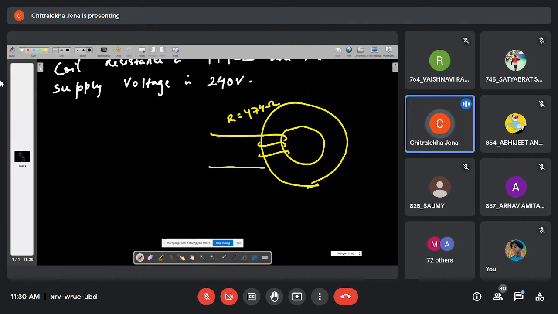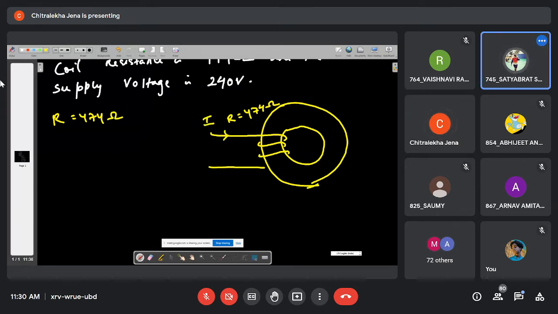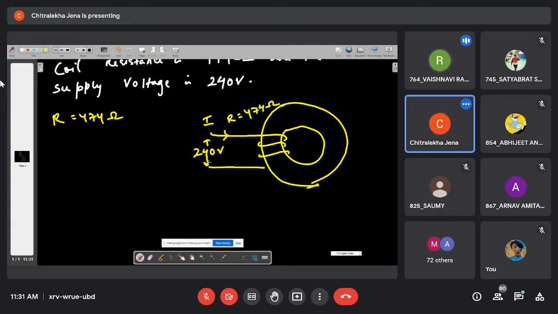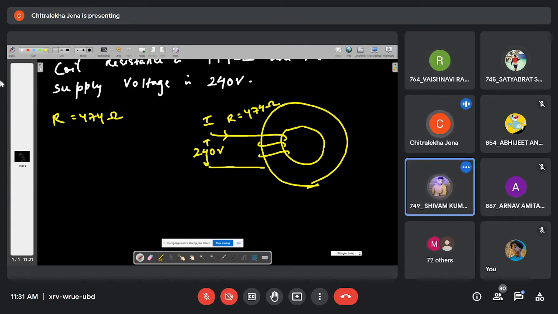So now resistance R is given as how many ohm? 474 ohm. Then what are the other values? Voltage is 240 volt. Number of turns N is equal to 500. Very good. Then the diameter is 25 centimeter. Is it the mean diameter or what?